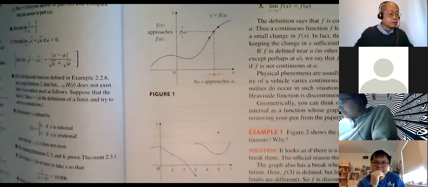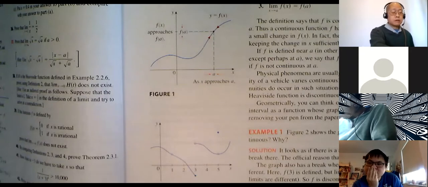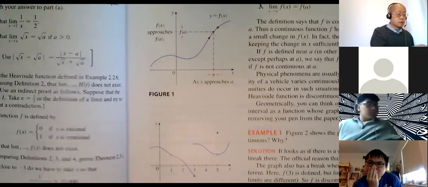Okay, so let's go ahead with where we were. I may have to talk a little bit faster. I had originally planned to give you an in-class assignment, but maybe that's not going to happen today, but we'll see how it goes. Okay, continuity, page 114.